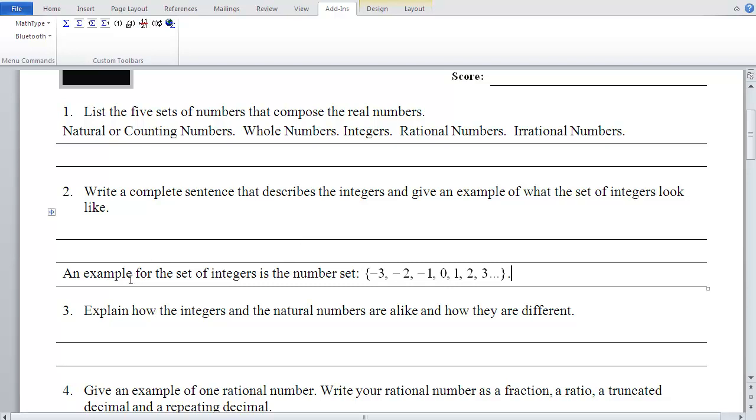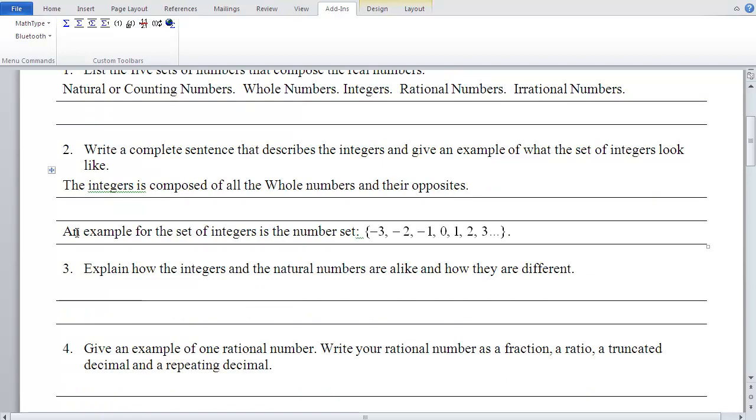So let's write an explanation of what we did here. The integers is composed of all the whole numbers and their opposites. There we go.